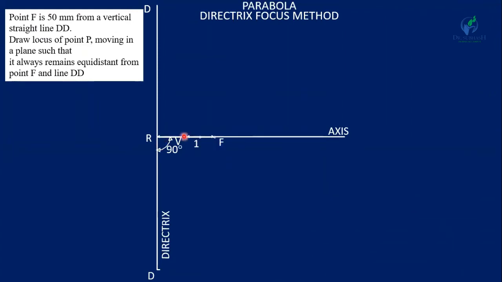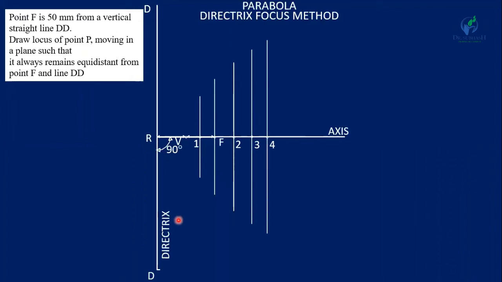Now from V, mark points at nearly equal distances: 1, 2, 3, 4. Now from 1, draw a vertical line which is perpendicular to the axis. Draw vertical lines from all the points 1, F, 2, 3 and 4. All the lines are parallel to each other and perpendicular to the axis.